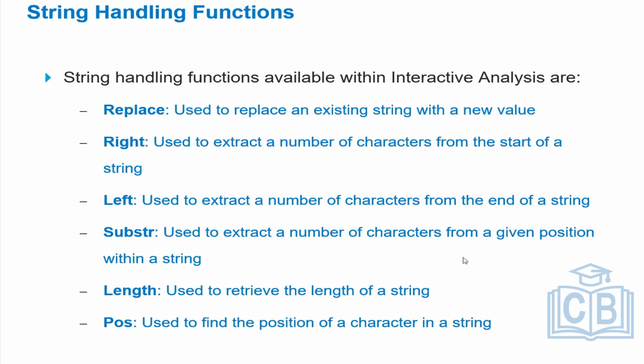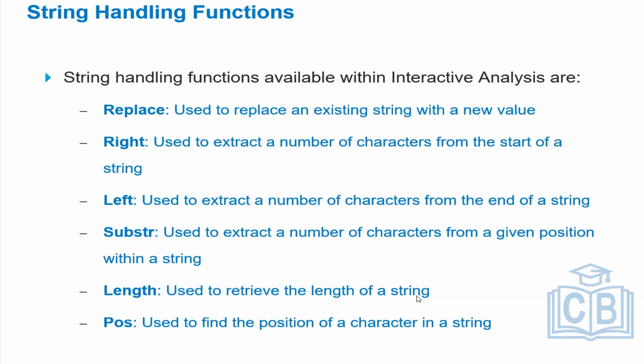If we want to extract some number of characters from a given position, like from position 3 we need 5 characters from a particular string, like in Cloud Foundation, if we want to extract the 4th to 8th character, in that scenario we have to use substring. But if you want to extract only the first 5 characters, that is Cloud, then we can use right. If you want the last 8 or 9 characters, Foundation, we have to use left. Length is used to retrieve the length of a string.